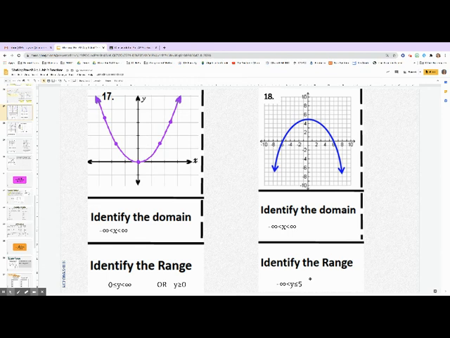Another way of writing this would be, let's see, if it goes from negative infinity to 5, that means that y has to be less than or equal to 5. So it's either at 5 or it's less than 5. So this is or.